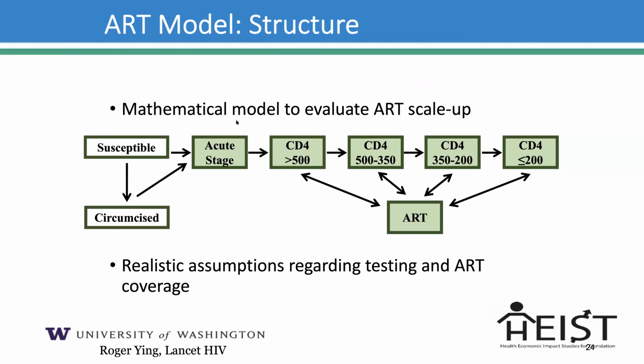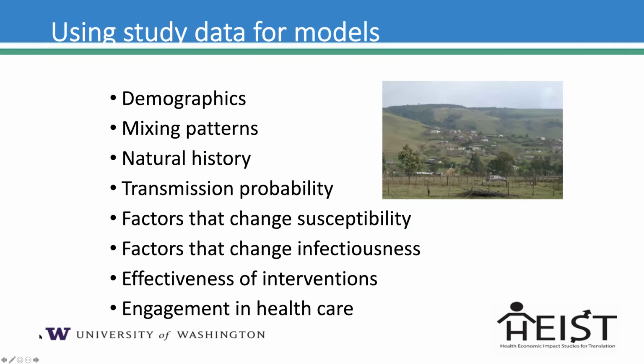So we took data from the study and we were able to put participants from this randomized clinical trial into these compartments for HIV dependent on their CD4 count, on whether or not they linked to ART. So we had very realistic assumptions in this model, and thus we're able to show what the probable impact would be on population level incidence.